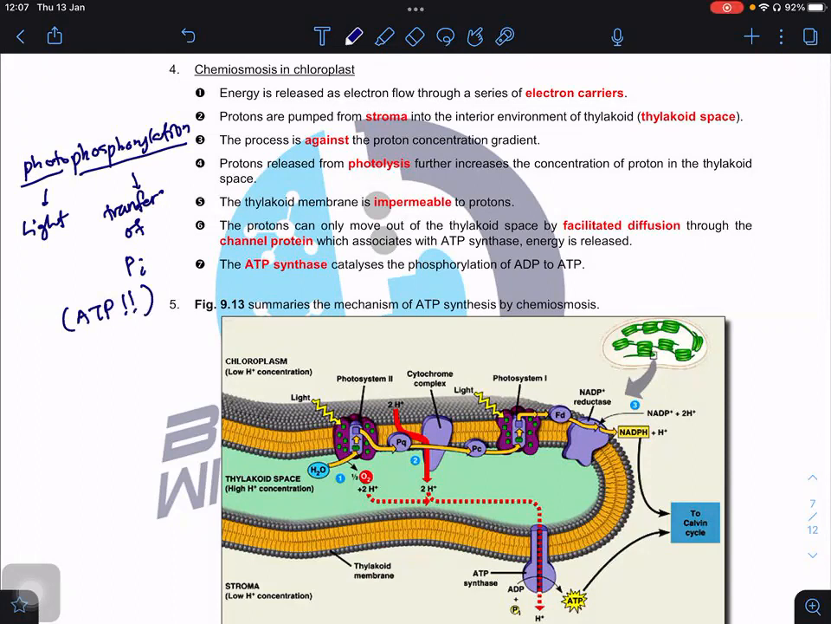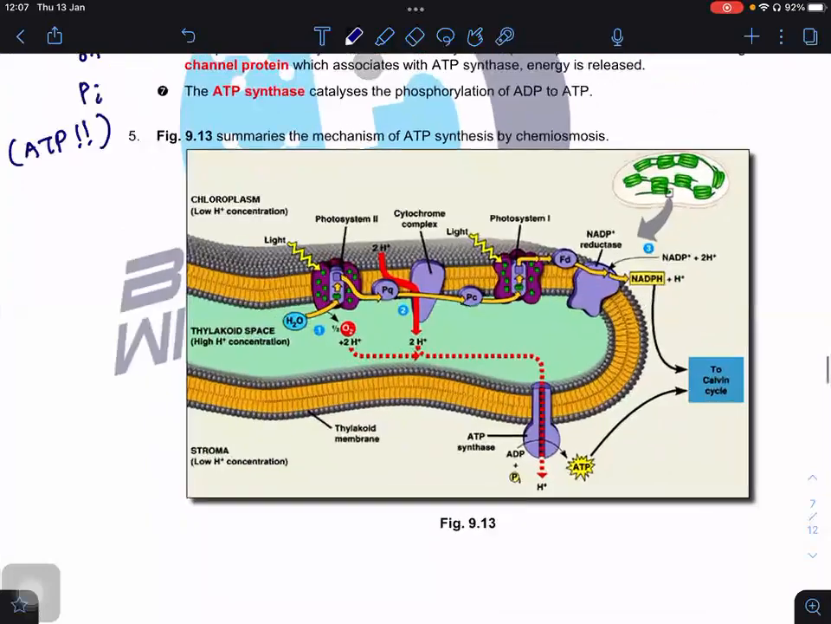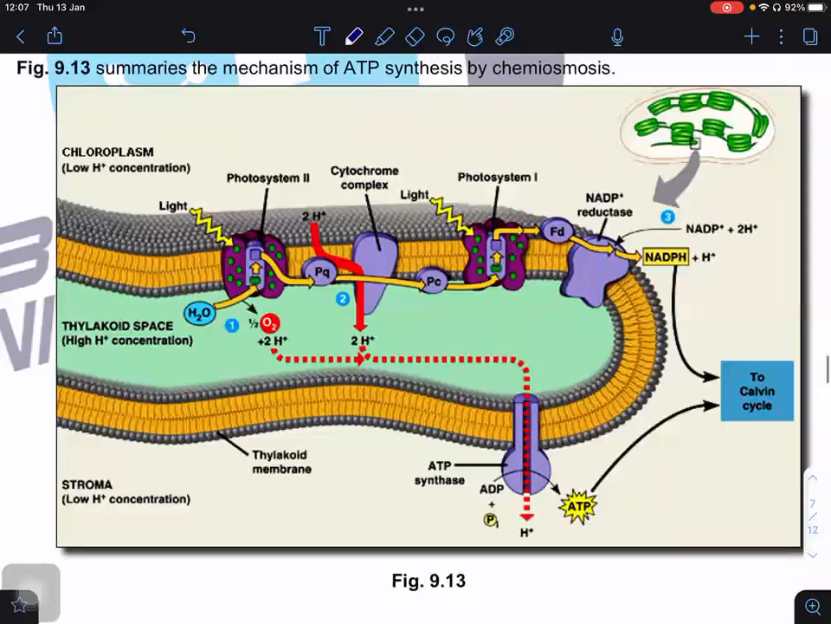Okay, so let us look at this diagram. This is the thylakoid membrane. Can you see that? These parts, the brown color here, are the stroma. The green color is the thylakoid space. So let us start with photosystem 1. Can you see photosystem 1?